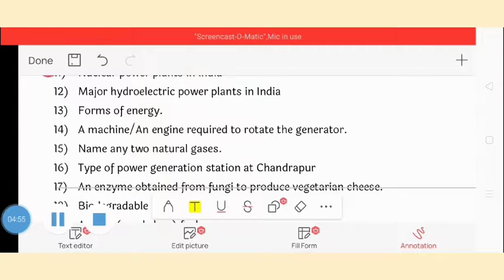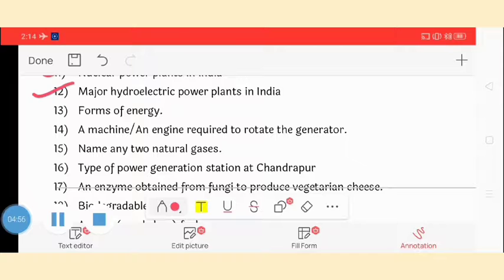Next, the 13th question is forms of energy. Energy has different forms such as mechanical energy, chemical energy, sound energy, light energy, heat energy. 14th question. A machine or an engine required to rotate the generator. The machine required to rotate a generator is known as a turbine.